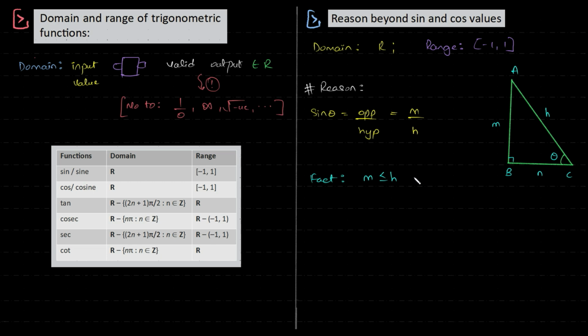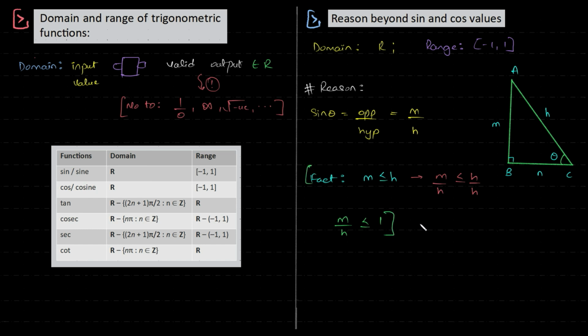Now I'll rewrite this. I'm going to divide both sides by H. So basically I'm going to do this: M by H is less than or equal to H by H. These are nothing but your inequalities. You'll be learning this as one of the chapters. So H by H is basically 1, right? M by H I found to be less than or equal to 1. So this is a fact.